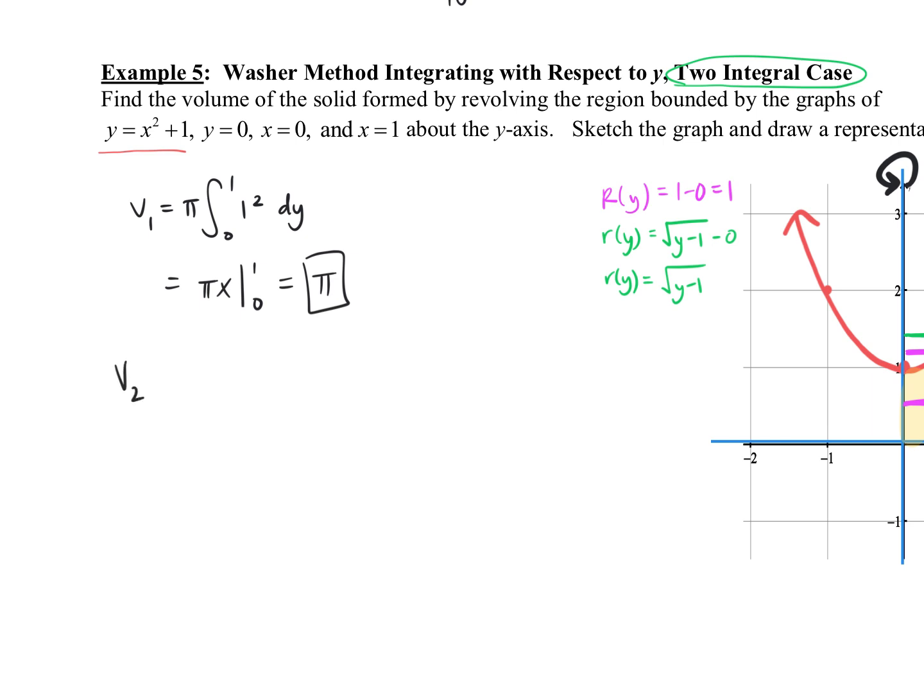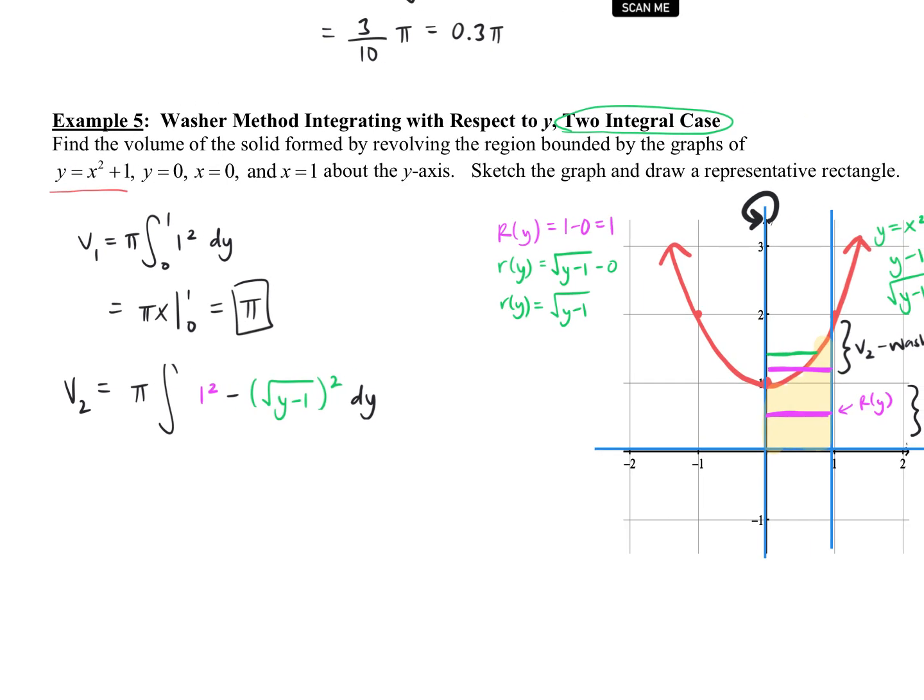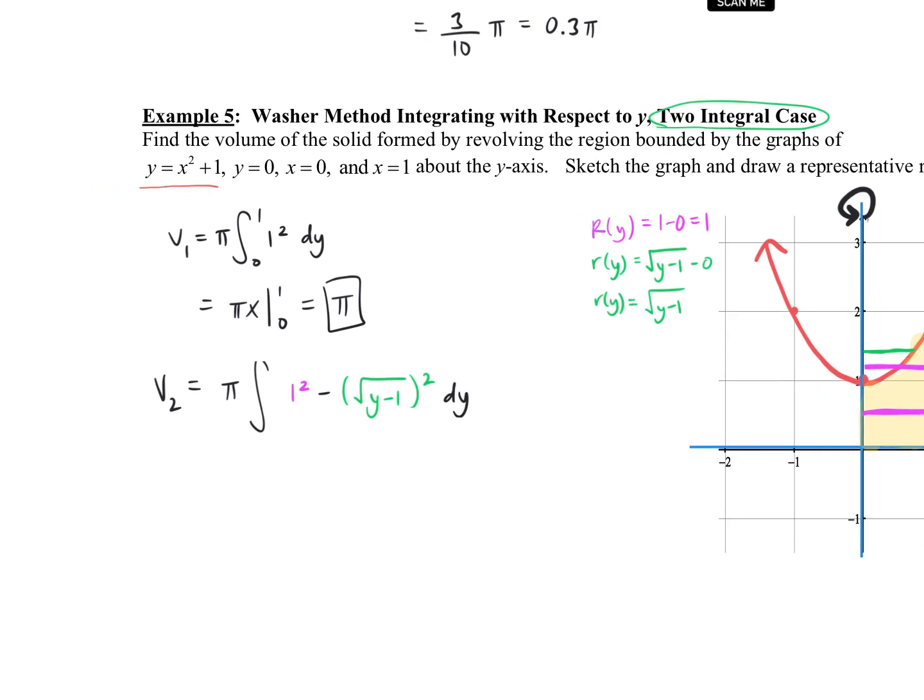Volume 2 is my washer, so I am going to have my pi in front times the integral of big R squared, so that would be 1 squared, and then minus my little r squared, so minus the square root of y minus 1 squared dy. Big R squared minus little r squared. And then where am I starting and where am I ending? Are we also starting at 0? No, where are we starting? At 1 and going up to 2. So we're going from 1 to 2.